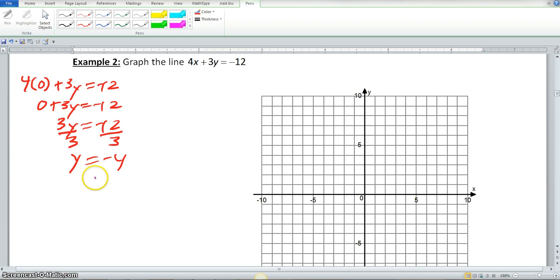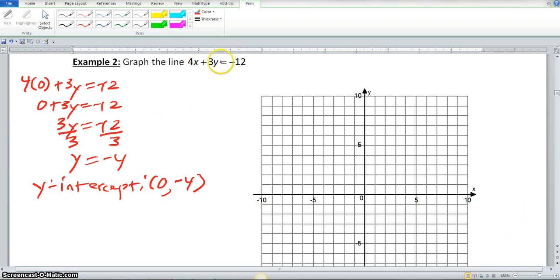So the ordered pair, you must write this as an ordered pair. So it'll be the y-intercept, and that is equal to the ordered pair of 0, negative 4. Okay, so that is one of your points. Now we're going to do the x-intercept.